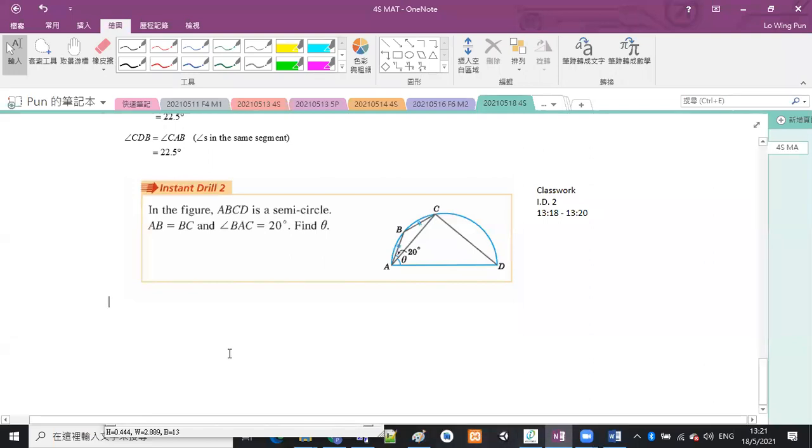Okay, let's check the answers for ID2. ABCD is a semicircle, which means that AD is a diameter.